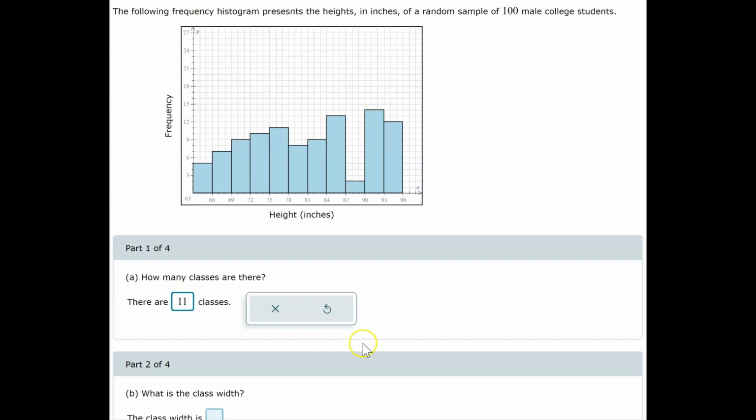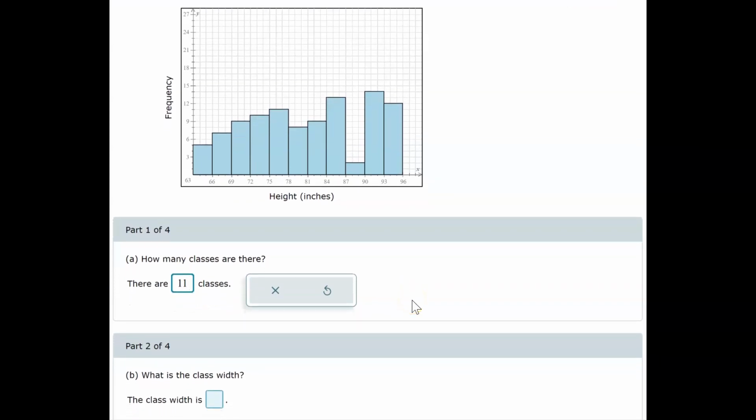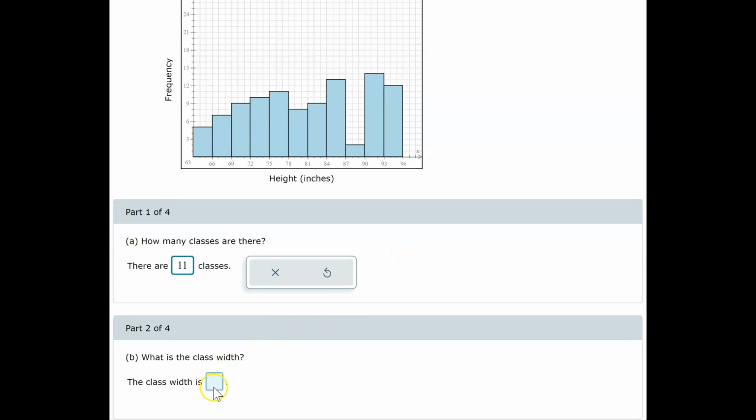What is the class width? Well, the class width is the difference in consecutive lower class limits. And we should try to remember that the numbers that you see on this horizontal axis are all of the lower class limits for each class. And so the difference in consecutive lower class limits would be 66 minus 63, or 69 minus 66, or 72 minus 69, and so on. So our class width in this problem is 3.